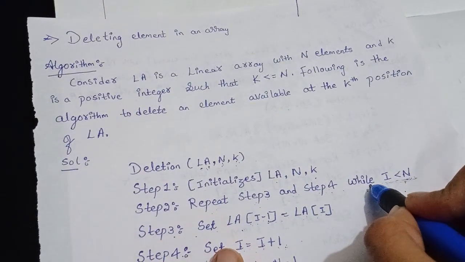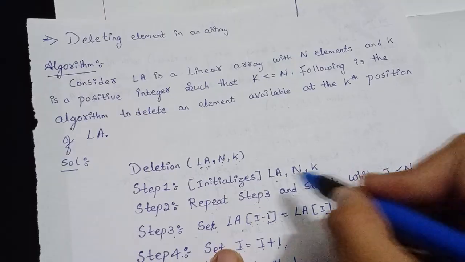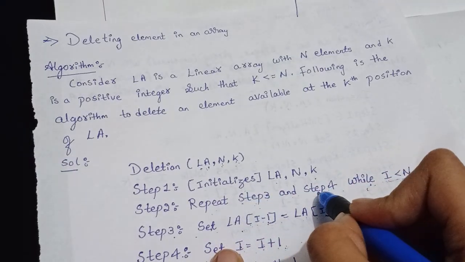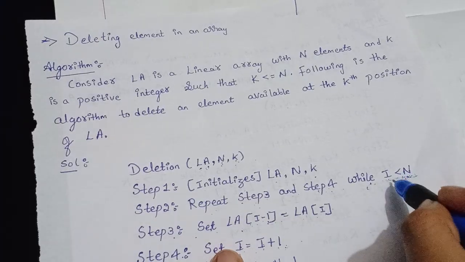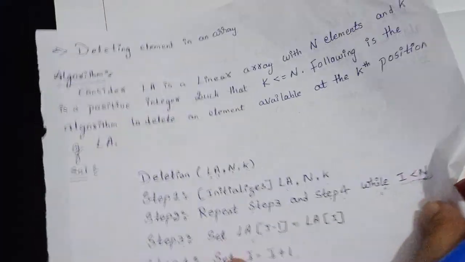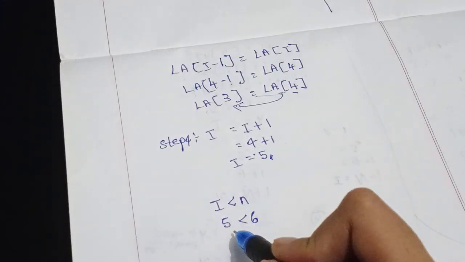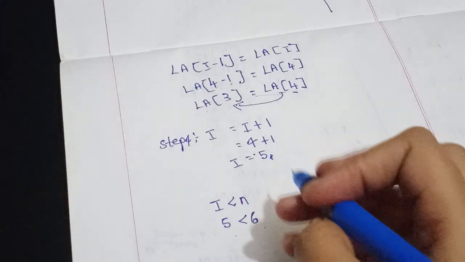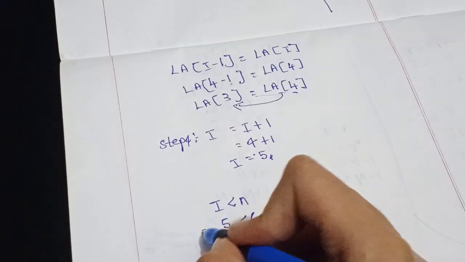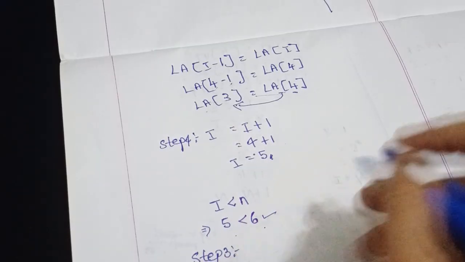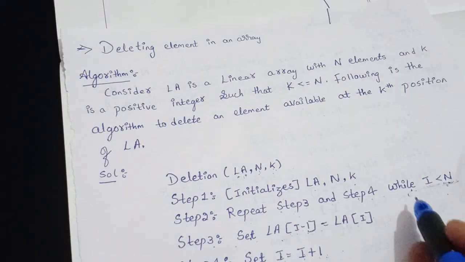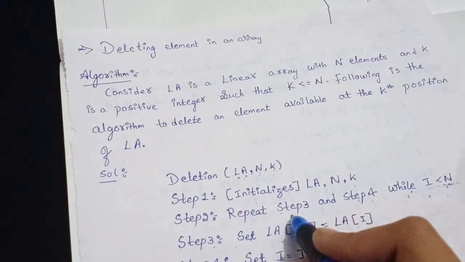So I am doing this while condition testing: I should be lesser than n, then only I can repeat step 3 and step 4. Until this condition is not satisfied, I will keep on repeating the while loop. So I will check first here. Is 5 lesser than 6? Yes, 5 is lesser than 6. Then we'll follow step 3. They said in the algorithm, if this condition is satisfied, we should follow step 3.